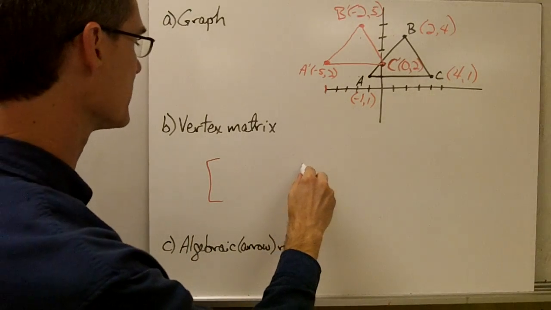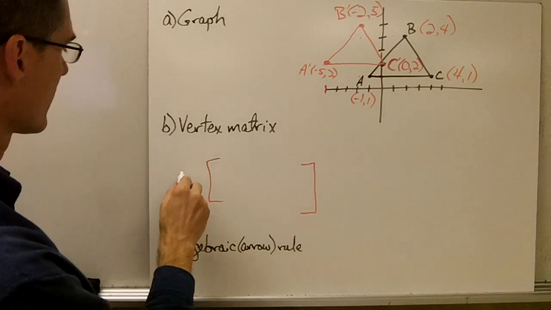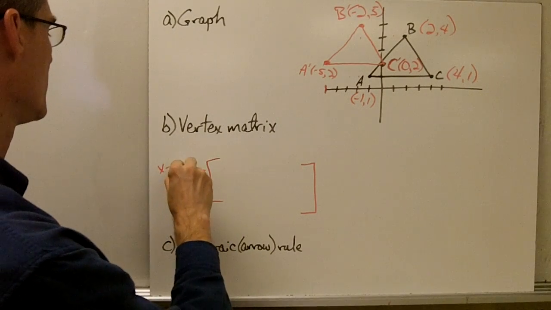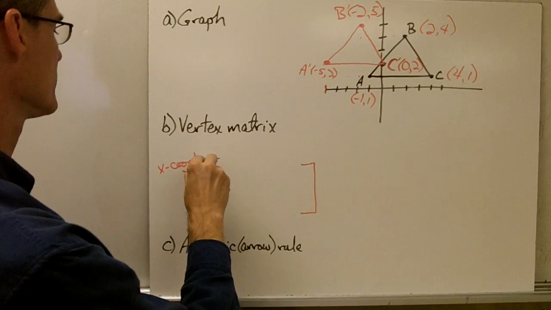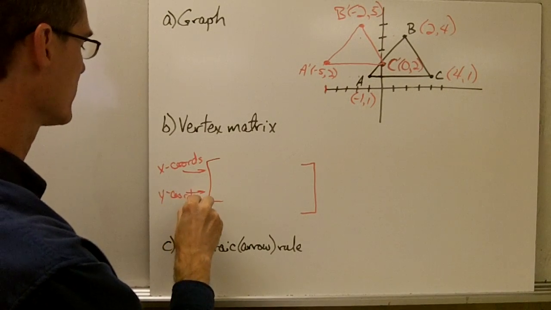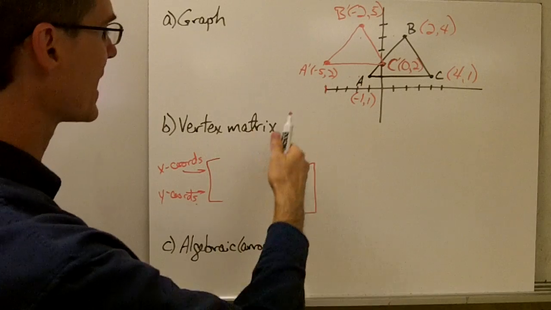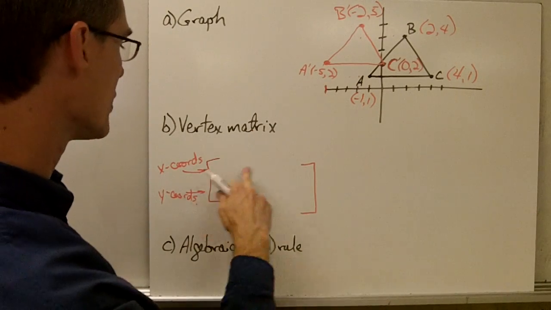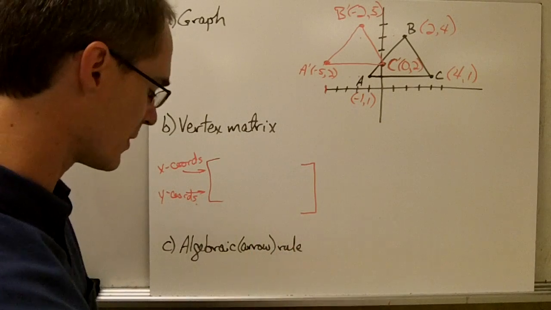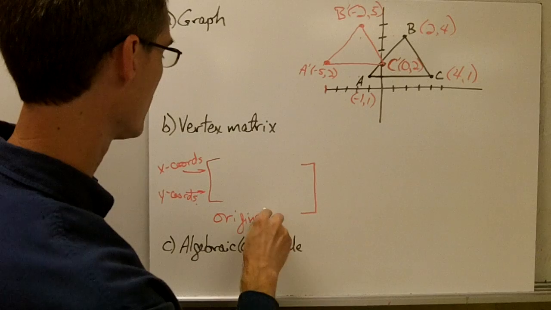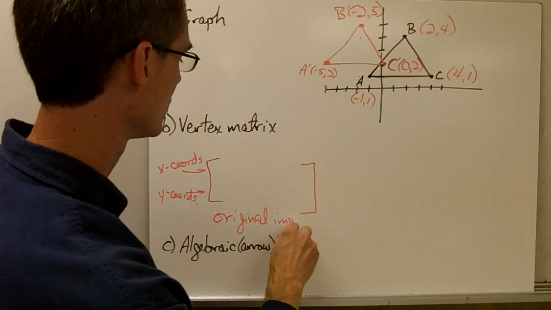Now remember, a vertex matrix has two rows. The top row is going to be all of the x coordinates. The bottom row is going to be all of the y coordinates. And each one of my columns is going to represent one of the vertices of my figure. So this is going to be the vertex matrix for my original figure. We're going to call this the original image.